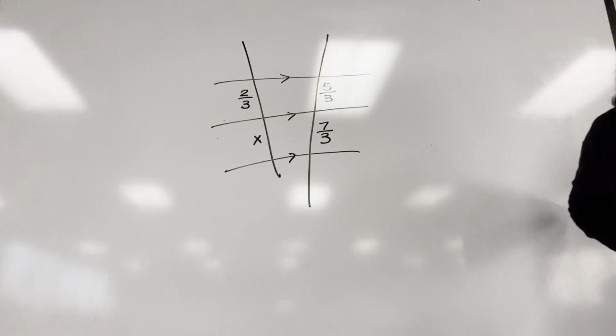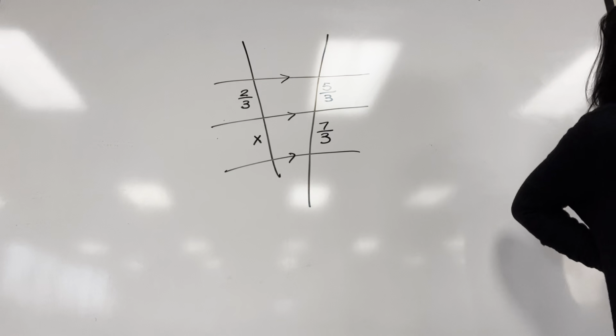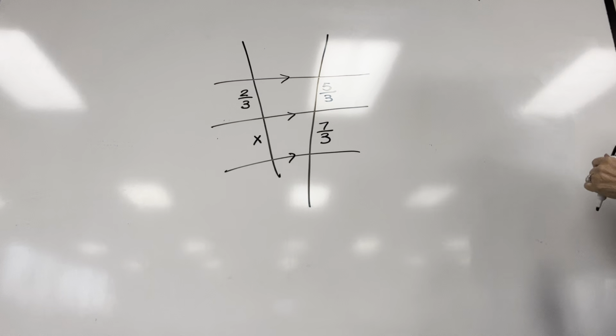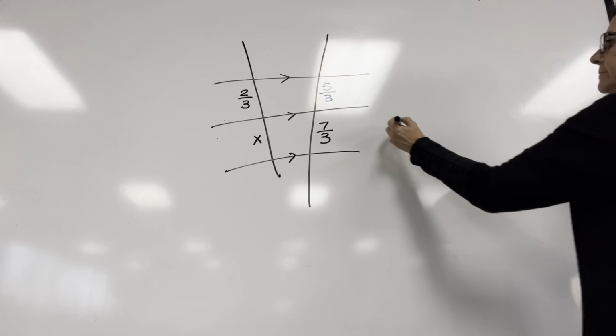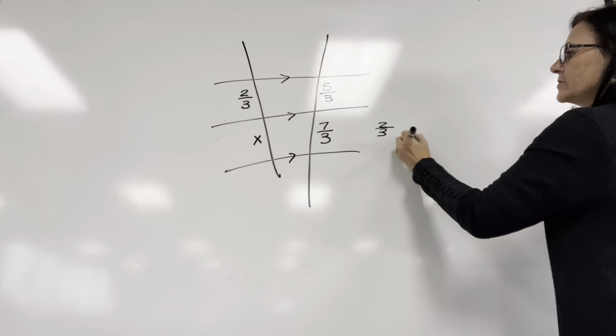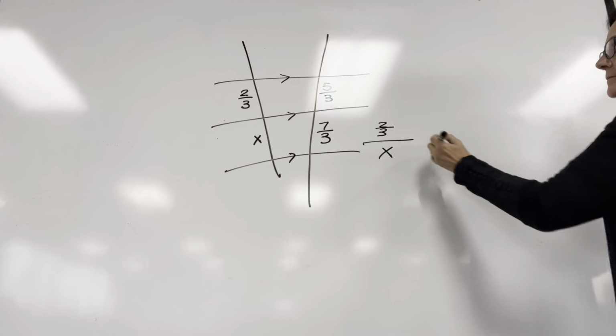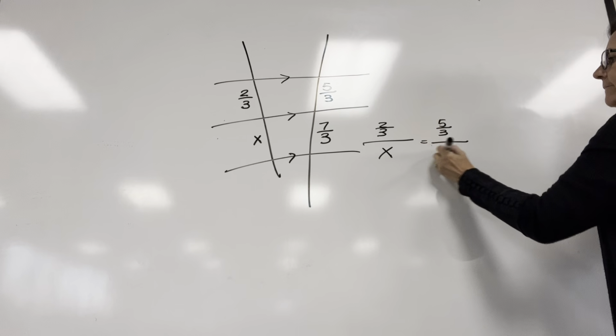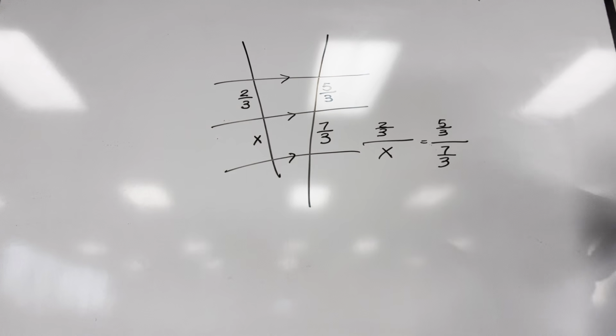What would be the proportion you would write here? David. 2/3 over x equals 5/3 over 7/3. So what do we do? We cross multiply.